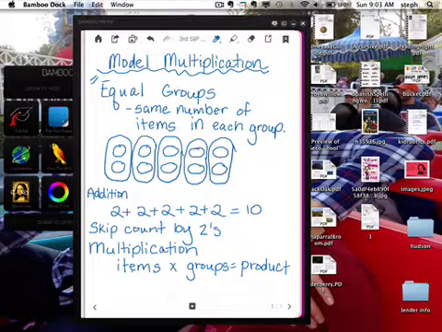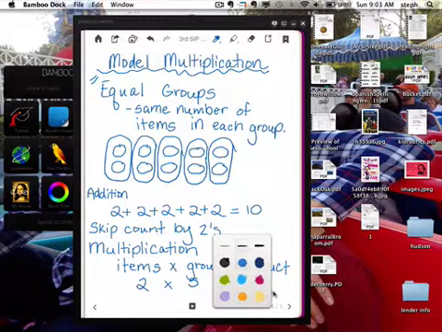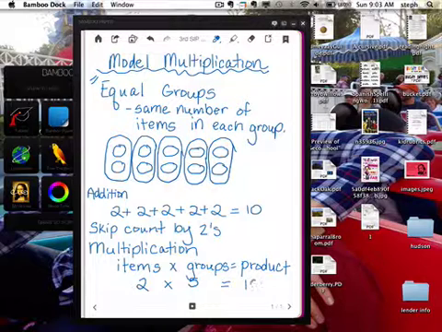So how many items do I have in each group? Well, I have 2 in each group, so I'm going to put 2. Put my multiplication sign. How many groups do I have? Let's count them up. I have 1, 2, 3, 4, 5. So I have 5 groups of 2. So if I go back to my repeated addition or skip counting by 2's, I know that 5 groups of 2 is 10. That's how I write it as multiplication. So that's how you model multiplication with equal groups. We will do an activity in class together.